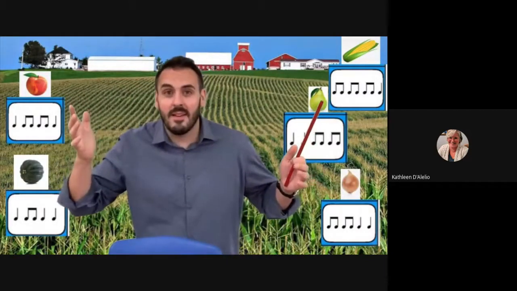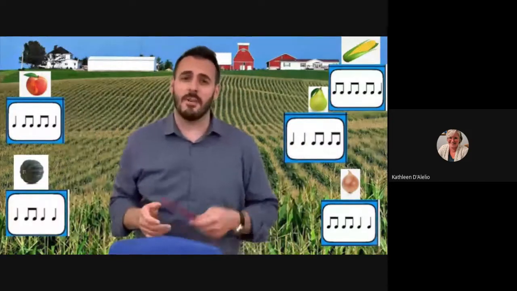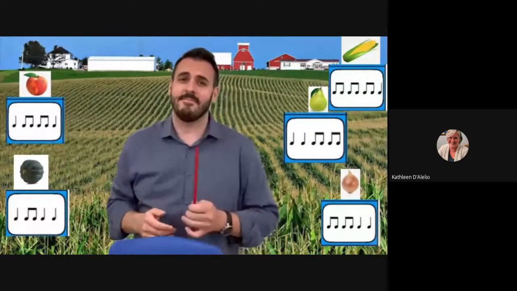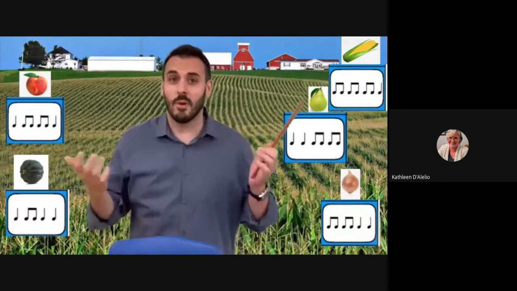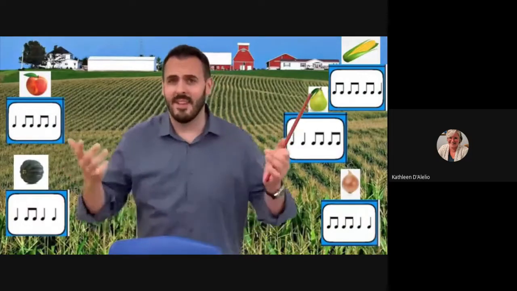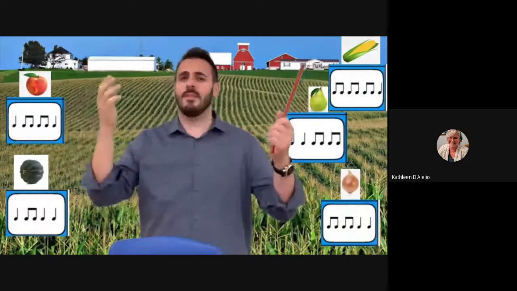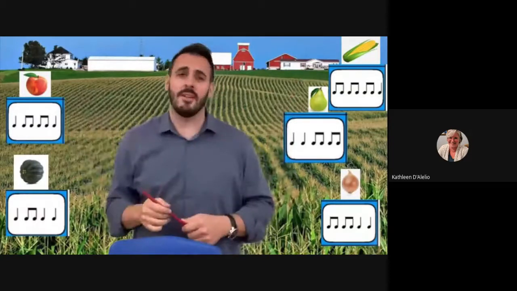Crows are back, and they just took this crop. Which crop was that? The corn crop. Let's play the corn rhythm two more times. Here we go.